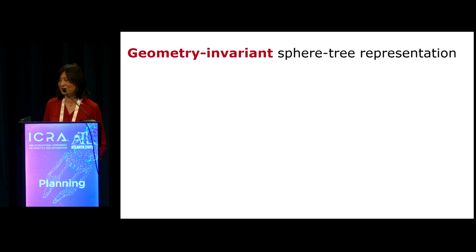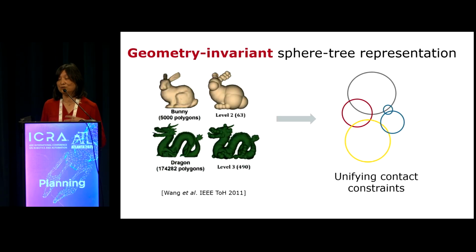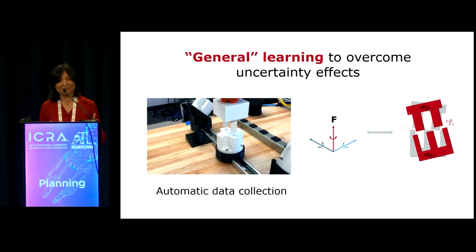Geometry invariant sphere tree representation is very effective for unifying the expression of contact constraints. You can have very complicated geometry of objects and contact situations, but we can consider each contact constraint as between two spheres, and that greatly simplifies the computation of contact configurations. But that's not enough because it's not accurate, and we also have sensing uncertainty and so on.